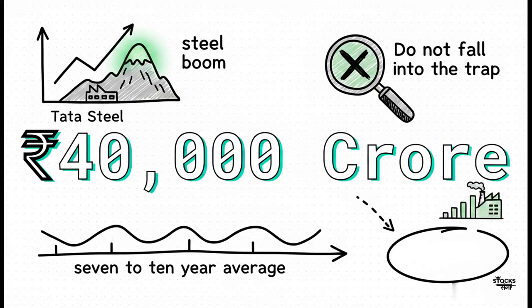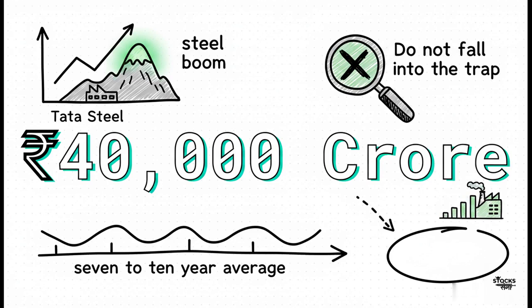Let me give you a real-world example so you can see just how devastating this mistake can be. Take Tata Steel. During the fiscal year 22 global steel boom, they posted this absolutely staggering peak profit of roughly 40,000 crore rupees. 40,000. Now, do not fall into the trap of using that peak as your base year for a DCF. If you do, the stock is going to look ridiculously cheap, but it is a total mirage.